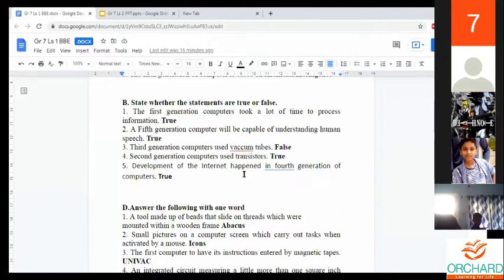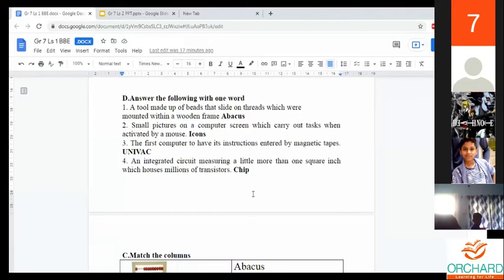True. Development of the internet happened in the fourth generation of computers. True. I'm repeating it one more time. The first generation computers took a lot of time to process the information. True. A fifth generation computer will be capable of understanding the human speech. True. Third generation computers use vacuum tubes. False. Second generation computers use transistors. True. Development of the internet happened in the fourth generation of computers also. True.